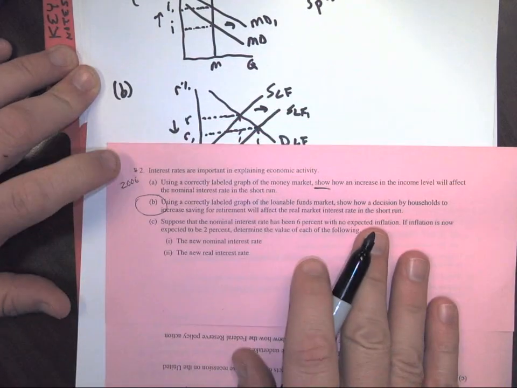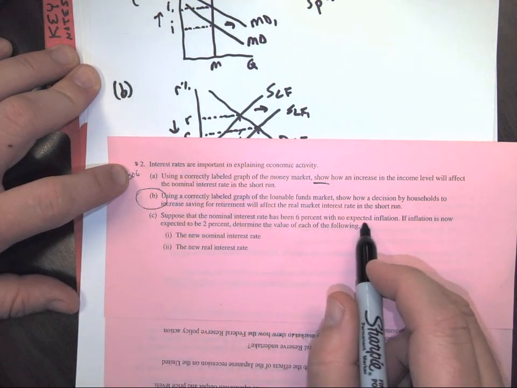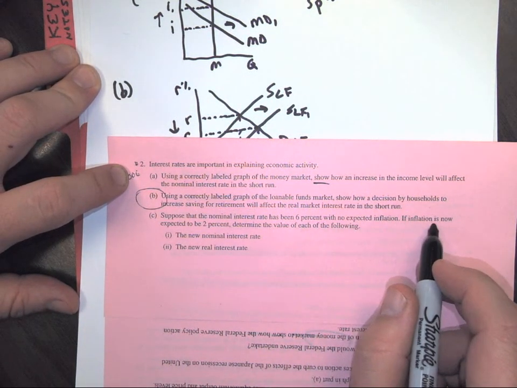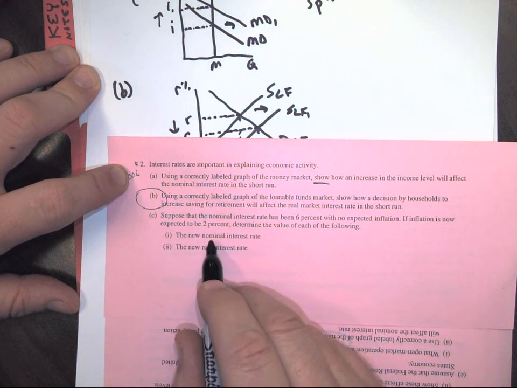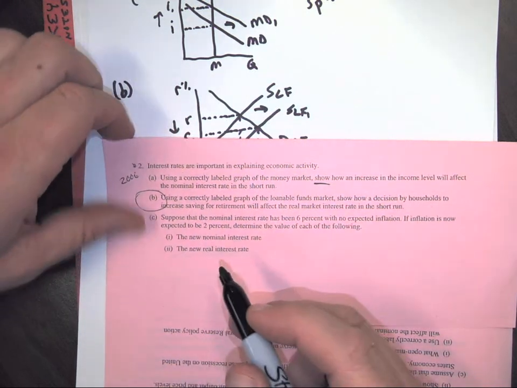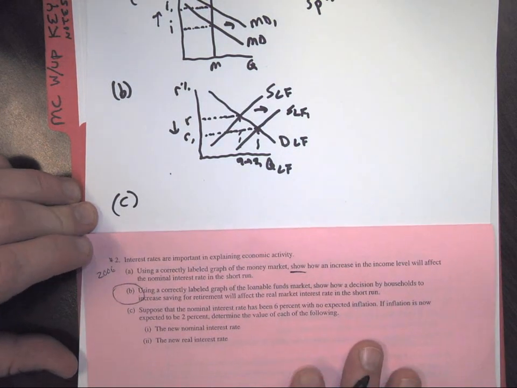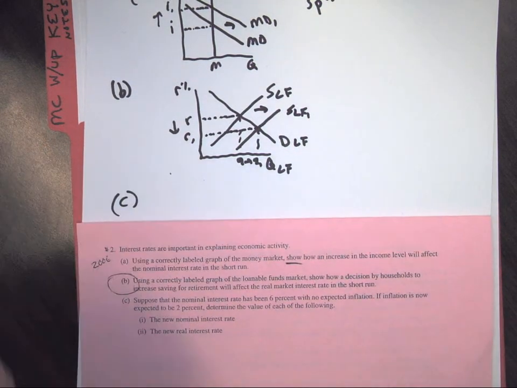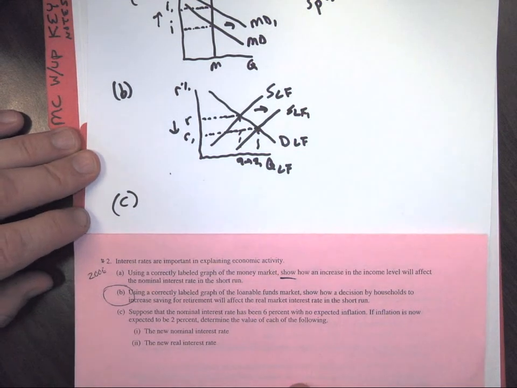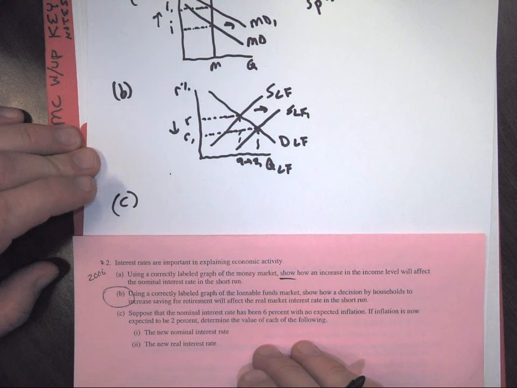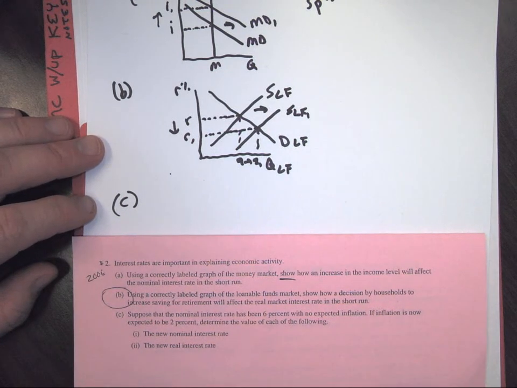So now moving on to part C. Suppose that the nominal interest rate has been 6% with no expected inflation. If inflation is now expected to be 2%, determine the value of each of the following: the new nominal rate and the new real rate. So what we're going to do for that is set it up by thinking about the formula for the real interest rate. So the nominal interest rate itself, remember that's just the written or stated. The real interest rate is that interest rate minus inflation.